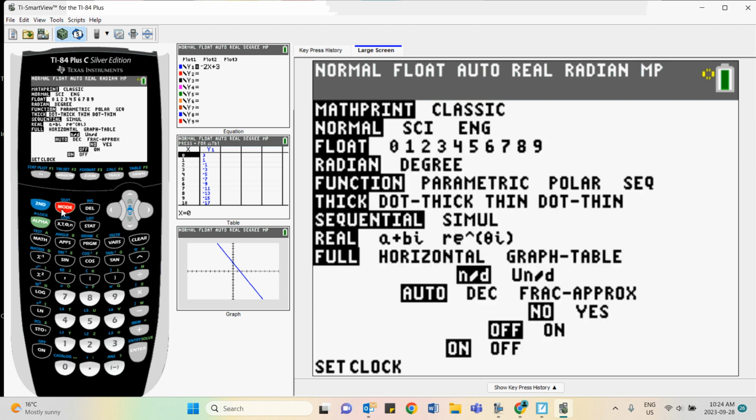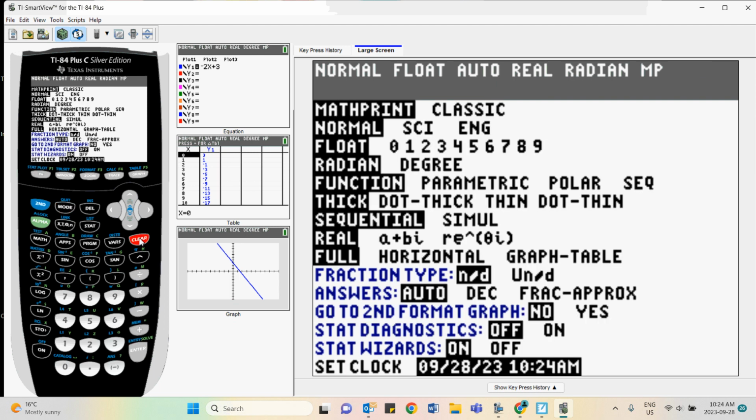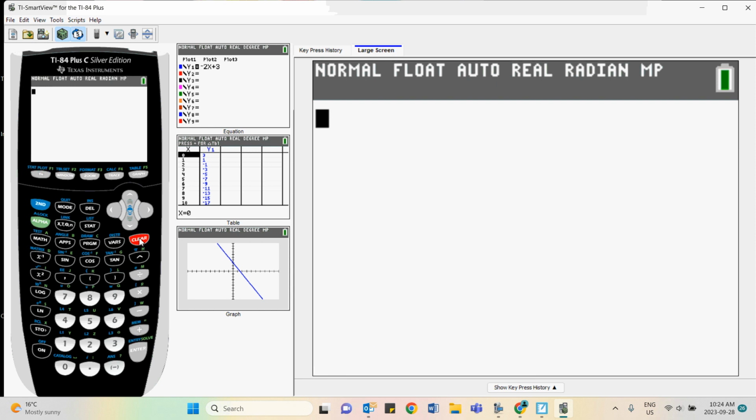Okay, don't beat up your calculator. Why not?